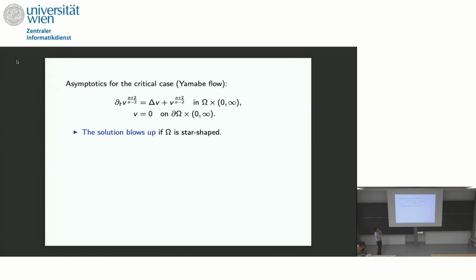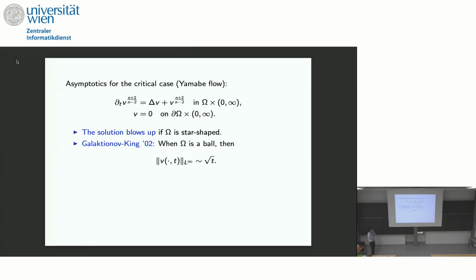Second, the solution could blow up if the domain is star-shaped. Why? The reason is that if it does not blow up, the solution will be uniformly bounded, then we can use compactness to show the convergence. It will converge to a stationary state. But if the domain is star-shaped, there is no non-trivial solution by the Pohozaev identity. That's a contradiction, which means the solution must blow up if omega is star-shaped or convex, for example.